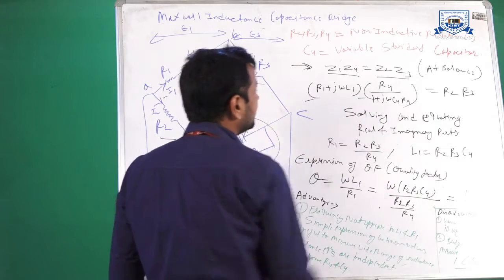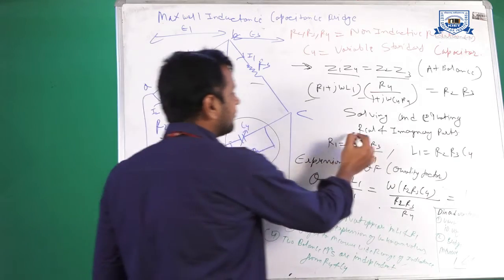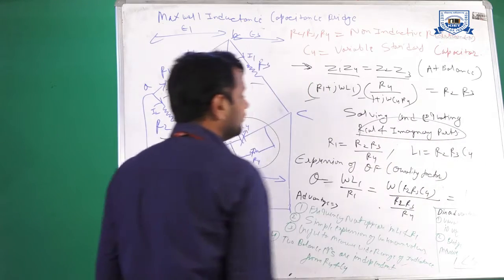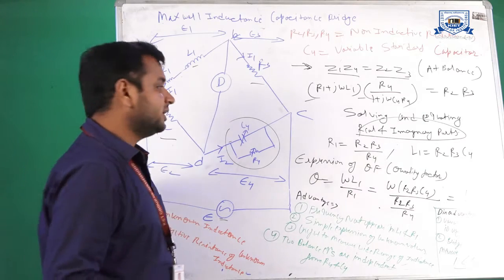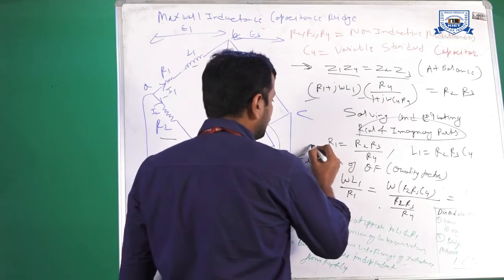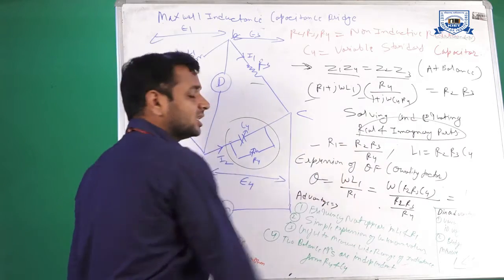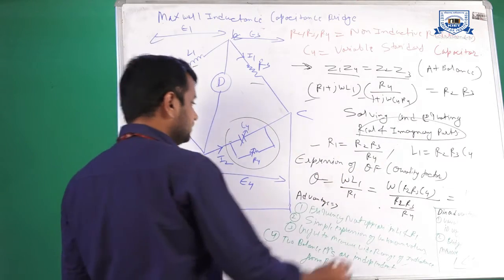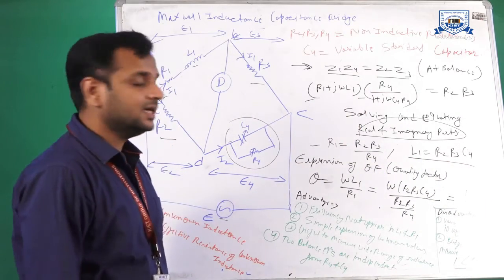By solving and simplifying this equation, and by equating real and imaginary parts, we will get the value of our unknown resistance and the unknown inductance. So what will be the value of unknown resistance? The value of unknown resistance is R1 equals R2 R3 by R4, and the value of unknown inductance is L1 equals R2 R3 C4.